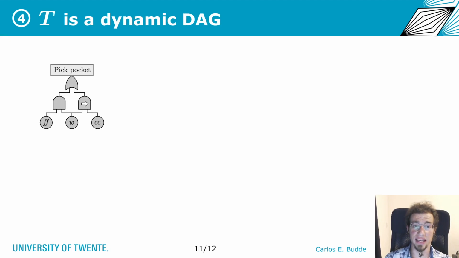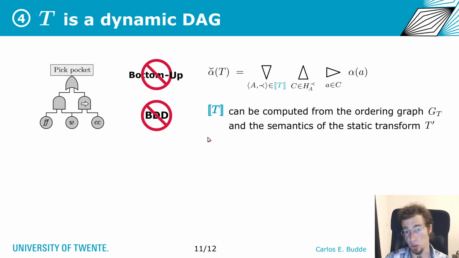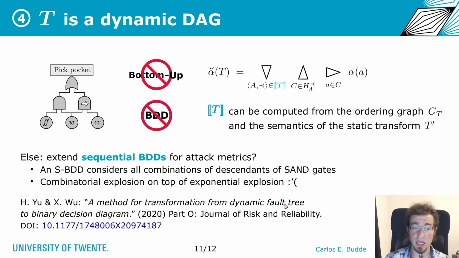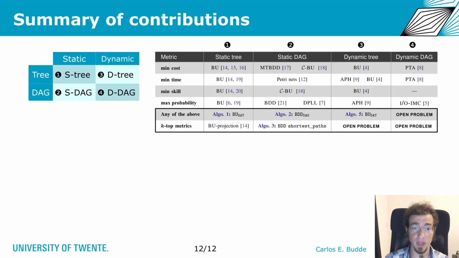Now, if the dynamic attack tree is a DAG, we are in trouble because we know we cannot do bottom-up and there are no BDD structures that take correct order. One possibility is to just use the algorithm for the semantics. Another possibility is a new work by Yu and Xu that work on something called sequential BDDs. Unfortunately, we believe that's quite inefficient, but perhaps there's no better way.